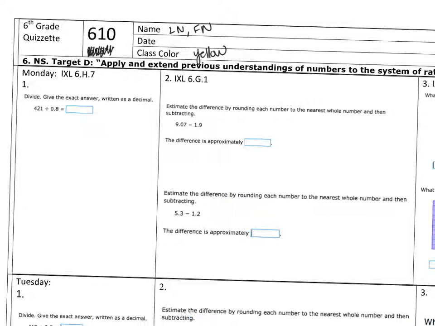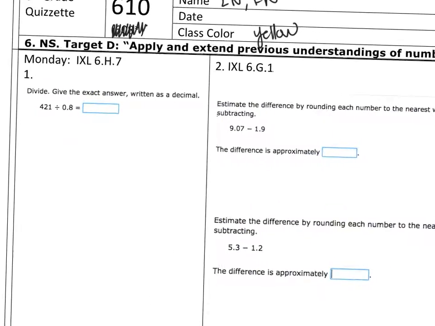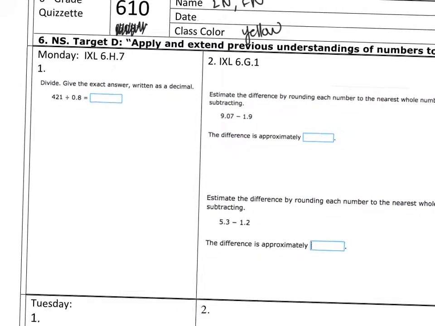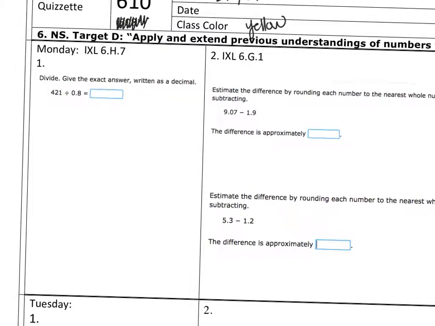Number 1 says divide, give the exact answer, and write it as a decimal.